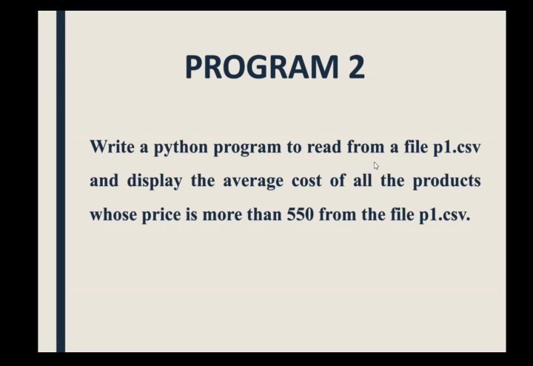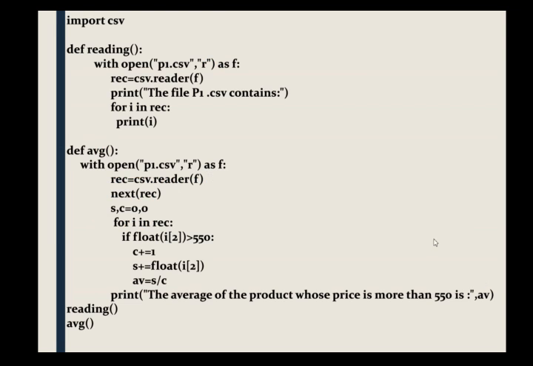Talking about this, we will be reading the content from the file p1.csv, and we will display the average cost of all the products whose price is more than 550. So let's see how we will proceed with our code. Two functions I have created, one for reading and another to find the average. I have opened the file p1.csv in read mode as f. Then I have returned the reader object. The reader object equals csv.reader, and the file handle I have passed.